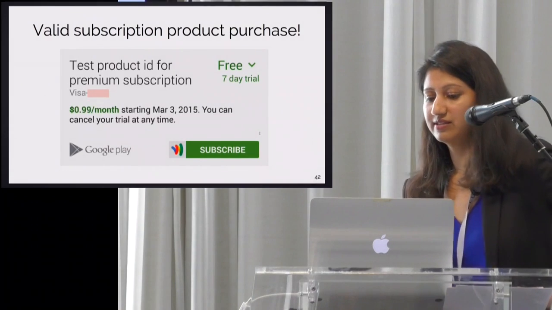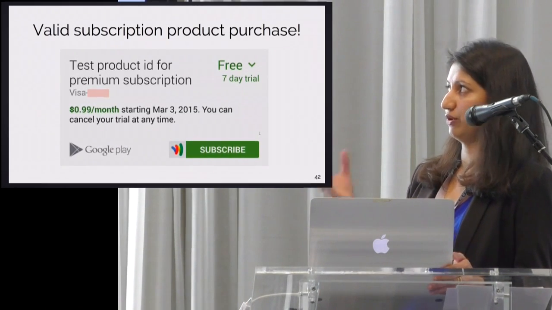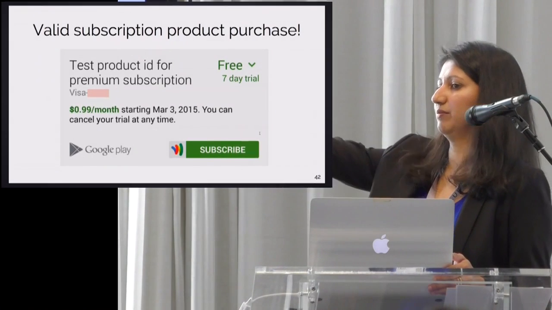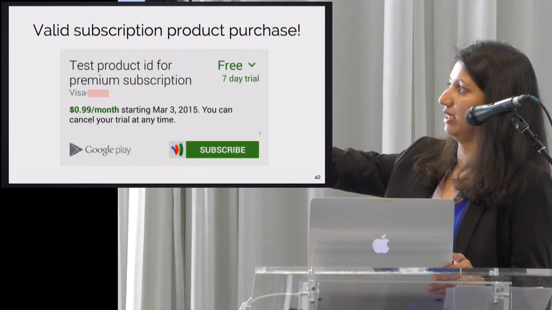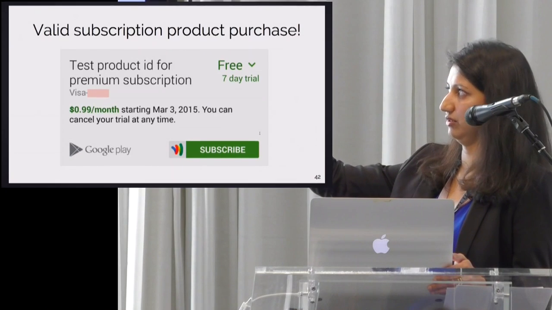So this is what a valid subscription product purchase looks like. The dialog that you saw earlier was for a managed product. For a subscription product, it's going to say subscribe. So that's the major difference. It's also going to show you that you are going to get charged 99 cents a month starting March 3rd.